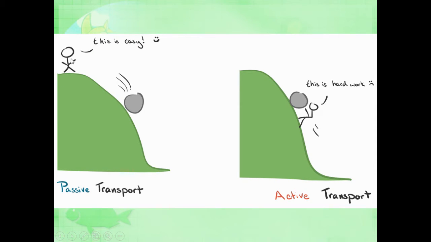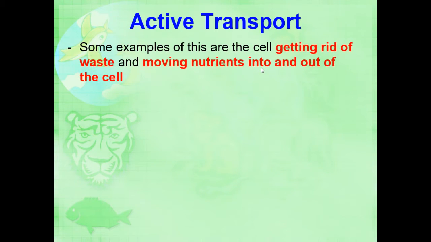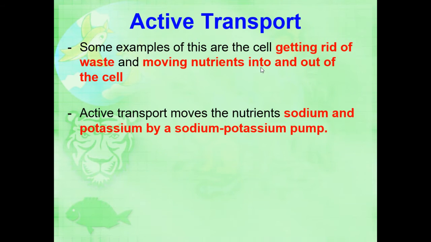So here in passive transport, I have a guy and he's rolling a boulder down a hill and he says, wow, this is really easy. You don't have to exert any energy, he just lets it go and it happens on its own. On the other end, here's active transport, and this guy is pushing it up the hill. It requires a lot of energy, it's a lot of hard work, so that's active transport. Some examples of this are getting rid of waste in cells and moving nutrients into and out of the cell.